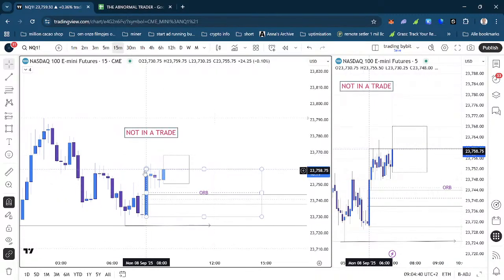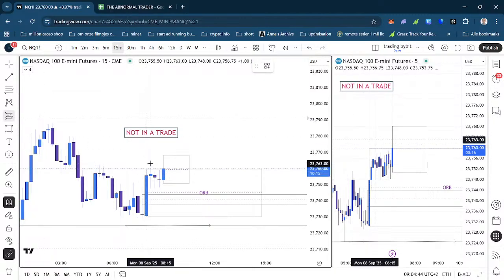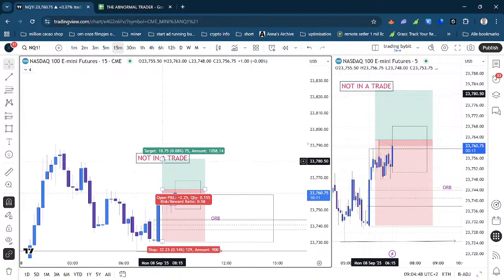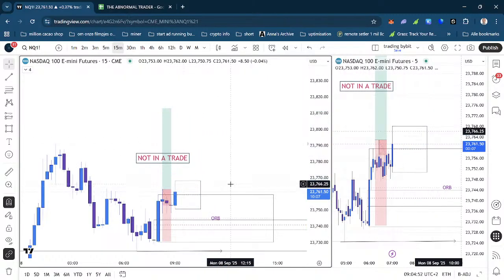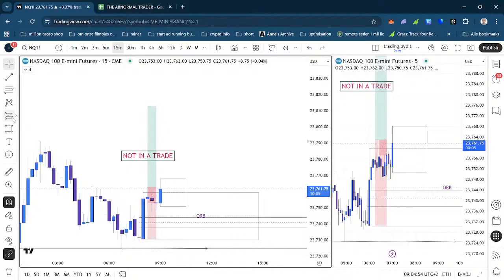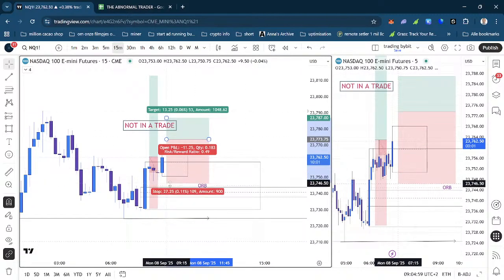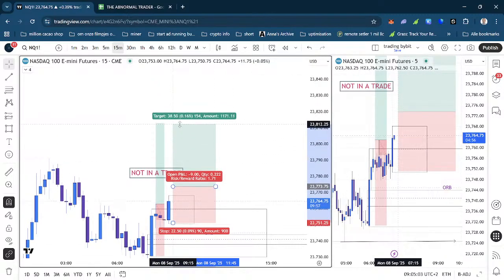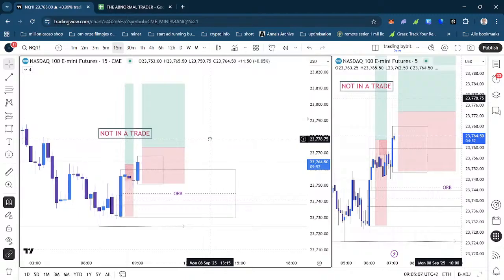So say that you are in a trade right here. Say that we actually did this. You entered here somewhere. Your stop is at a low, and we were targeting something higher. Okay, great. So say this was your first trade. And then afterwards, here, it breached again, you could take a second. The stop would be at the low of that orb, of course. Same target. So this would be a second trade that you can take.